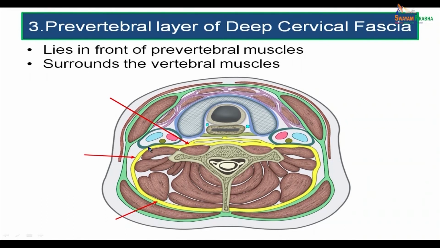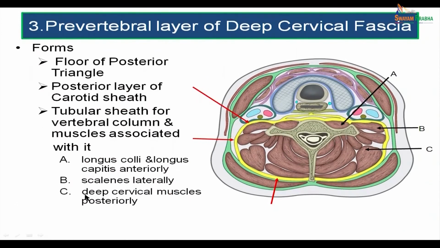This is the prevertebral layer of cervical fascia, and also we can see posterior to the vertebrae, these are the muscles around and behind the vertebrae. This fascia also encloses all these muscles. So, we can see it is enclosing the vertebra with the muscles in front called the prevertebral muscles and the muscles behind called the vertebral muscles. The prevertebral layer forms the floor of posterior triangle.